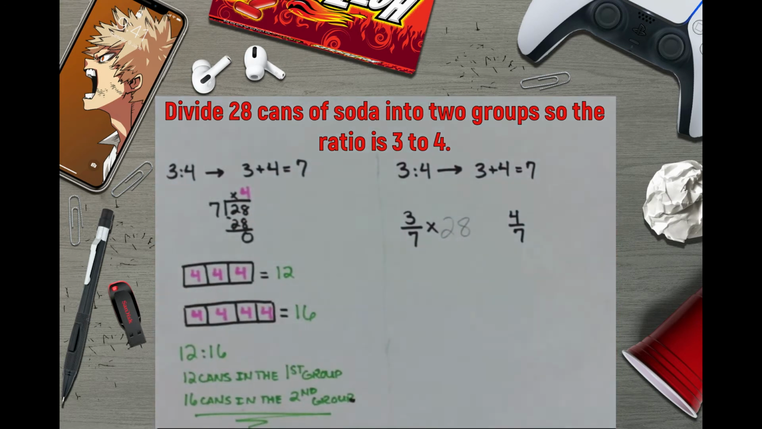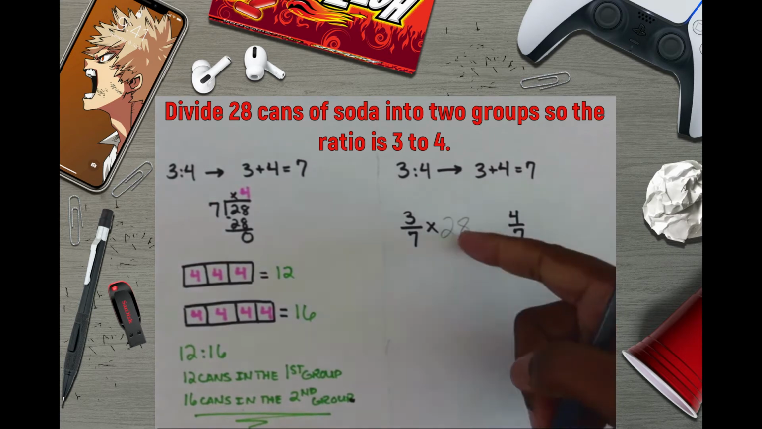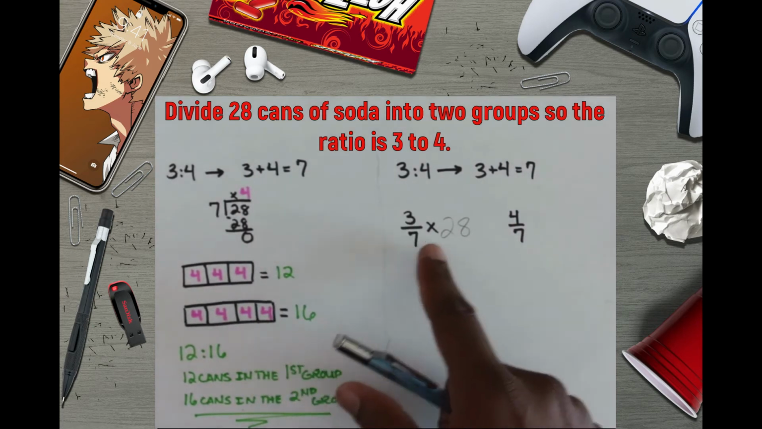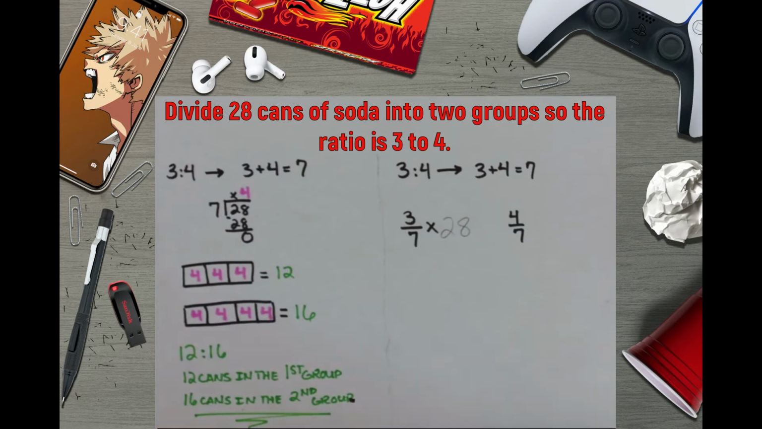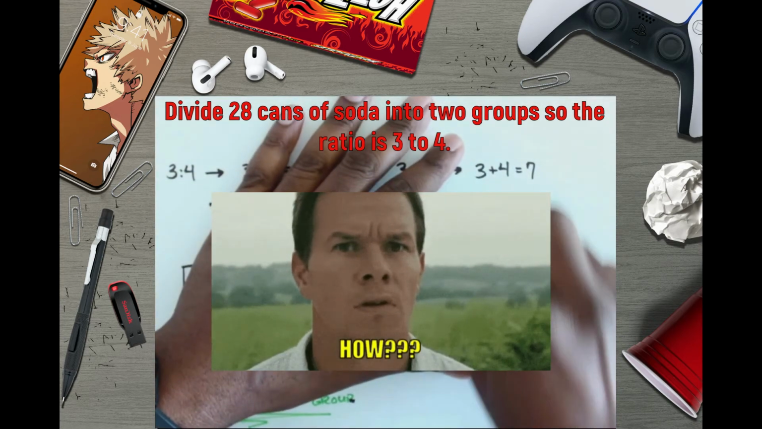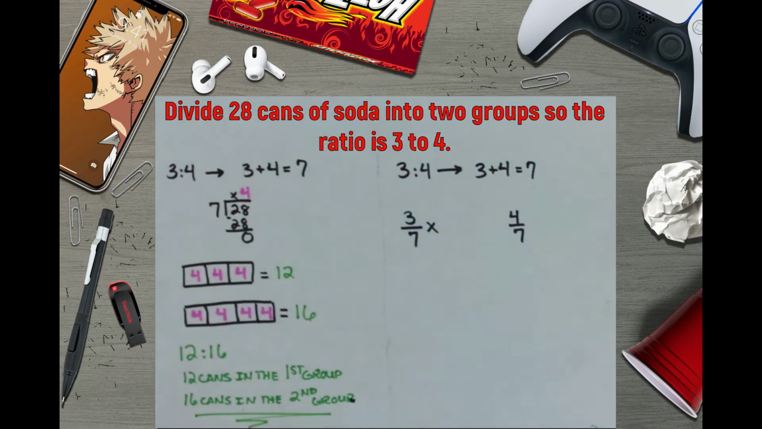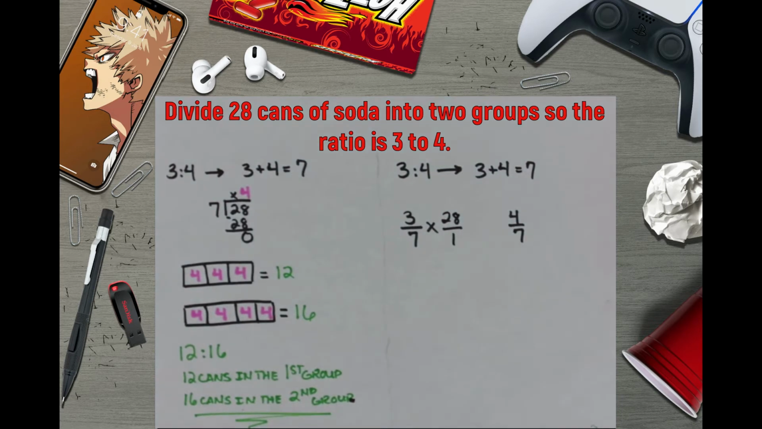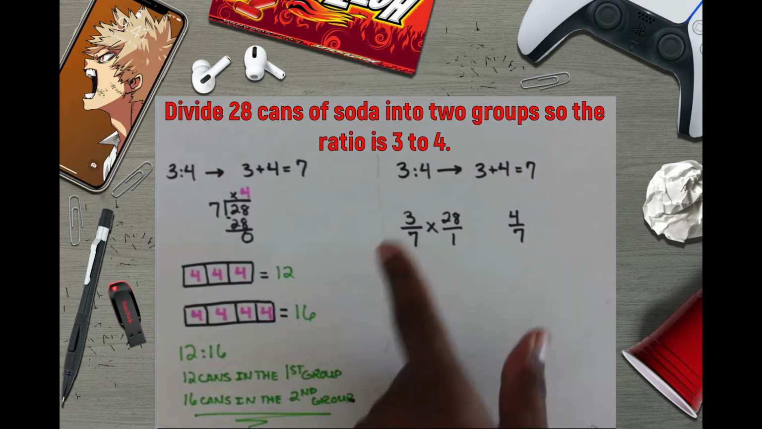3/7 times 28. Well, I can't necessarily do this. Why not? Because this is a fraction, this is a whole number. Whenever I have a fraction, it has to be multiplied by another fraction. So I have to turn this into a fraction. How? I have to put 28 over 1. So 28 over 1. From here, I go ahead and solve this.